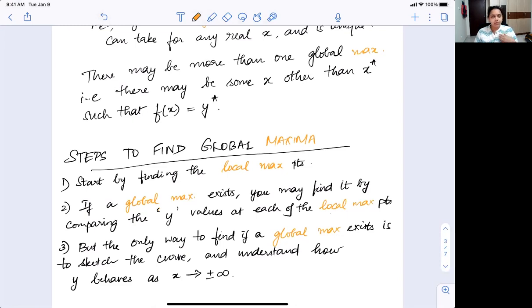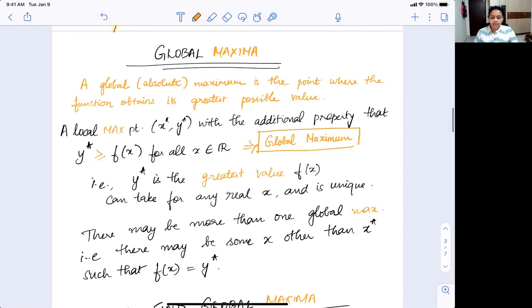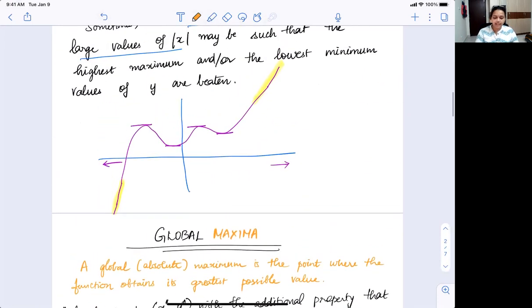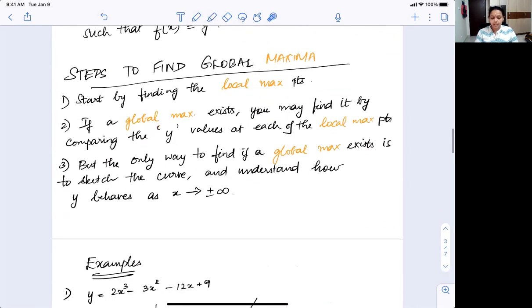Is it enough if we just do that, and can we stop there by just comparing the local maximum points? No, because as I told you earlier, if you're going to have a function that is something like this, then you have to evaluate what's actually happening to the function for large values of x, either positive or in the negative direction. Therefore, the only true way to find if a global maximum exists is to sketch the curve and understand how y behaves as x goes to plus and minus infinity.